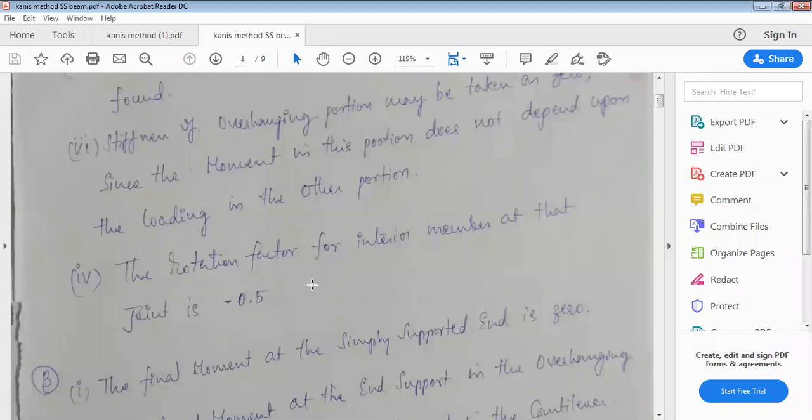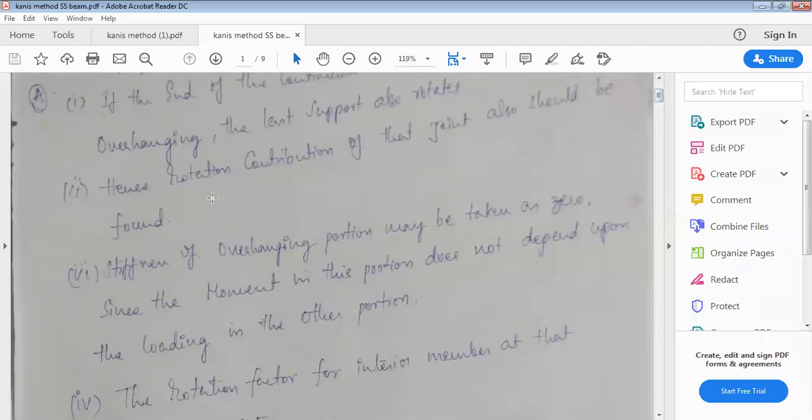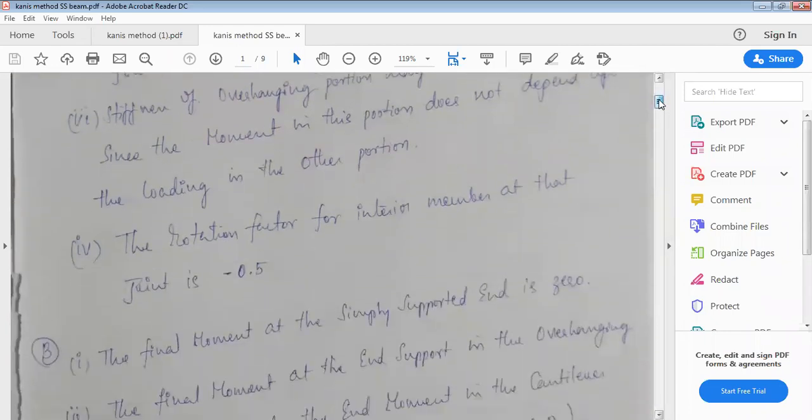From here, what we need to understand from these two points: the rotation contribution at the simply supported end should also be found. This is the first difference from continuous beams with fixed ends. And the rotation factor for the interior member at the joint is minus 0.5. This is one method.